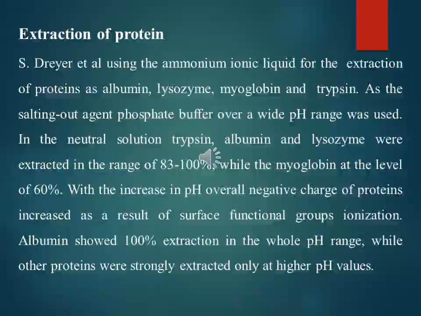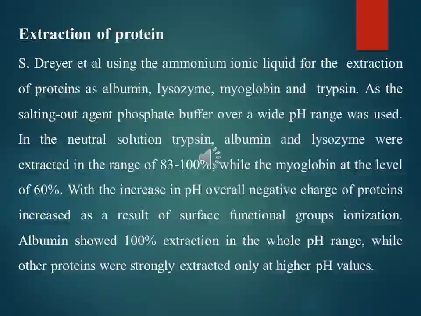Extraction of protein. Dry et al. used an ammonium ionic liquid for the extraction of proteins such as albumin, lysozyme, myoglobin, and trypsin. As the salting out agent, phosphate buffer over a wide pH range was used. In the neutral solution, trypsin, albumin, and lysozyme were extracted in the range of 83 to 100%, while the myoglobin at the level of 60%.